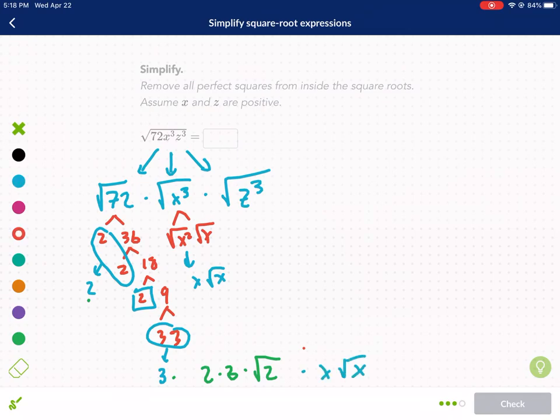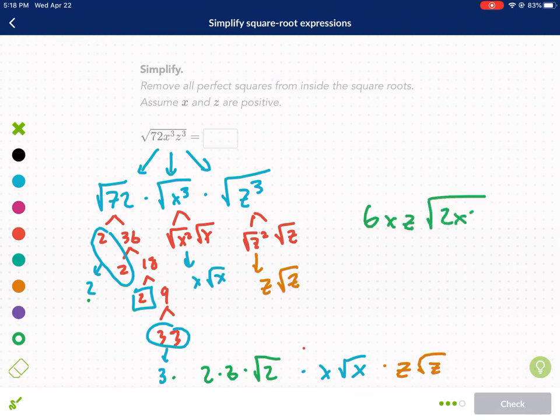Finally, it's basically the same thing with z. We can factor it as z cubed and square root of z. Oh, sorry, that's not z cubed. It's z squared. Z squared times z gives me z cubed. And that becomes, let's use orange, z square root of z. So our final answer becomes 2 times 3 is 6 times x times z times the square root of 2xz. So 6xz times square root of 2xz.